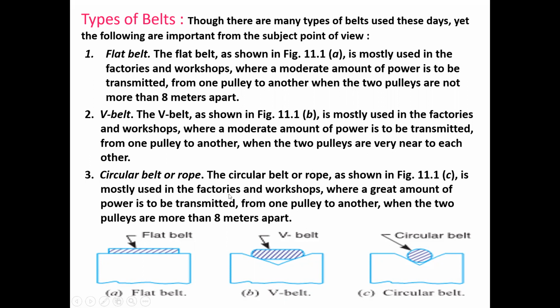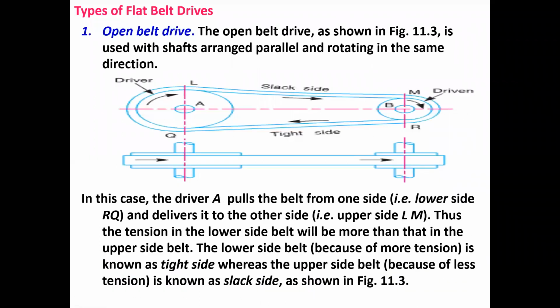And the circular belt or rope drives. Here we generally use ropes for transmitting the power from one pulley to another. That is the circular type of cross section, the circular belts. When the two pulleys are more than 8 meters apart, they may also generally be used. Those are the belt drives.